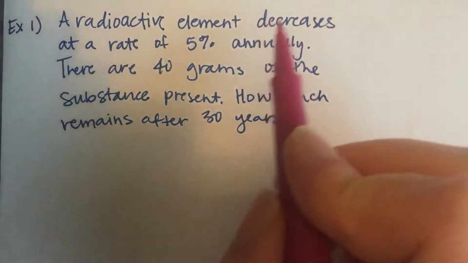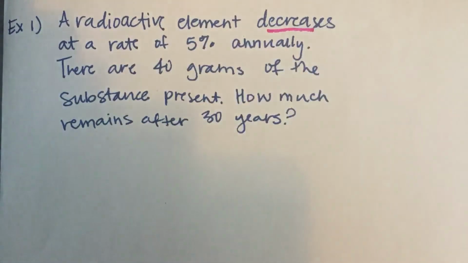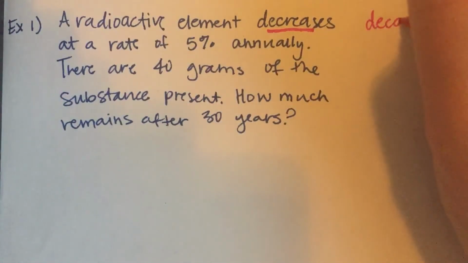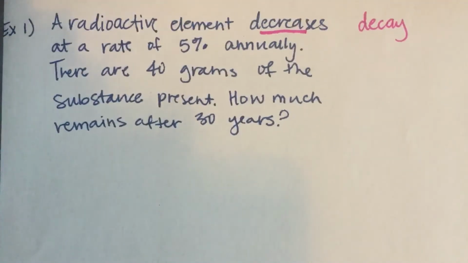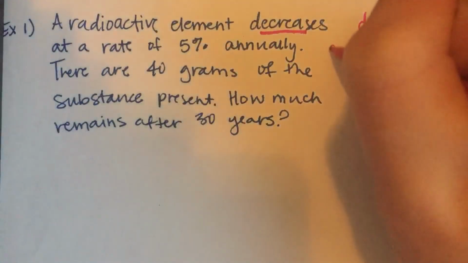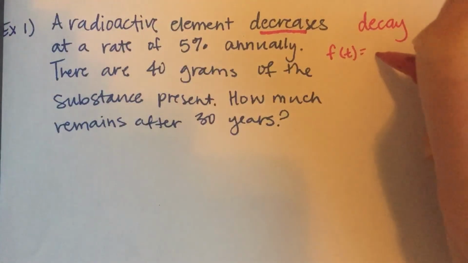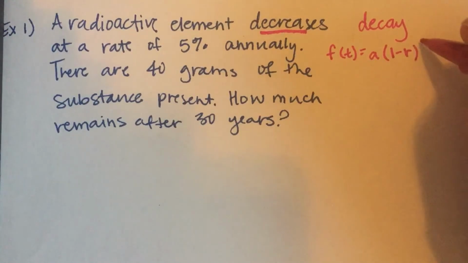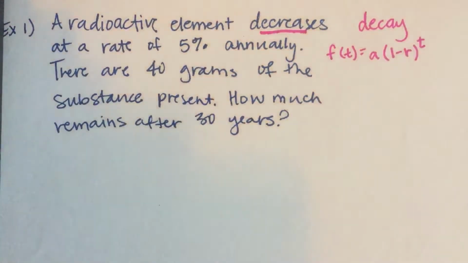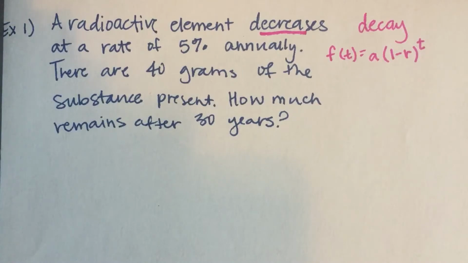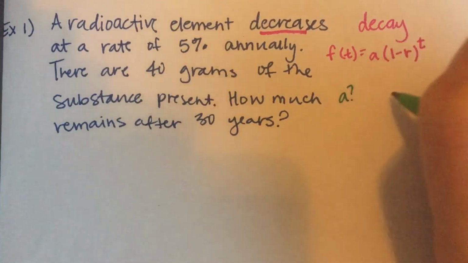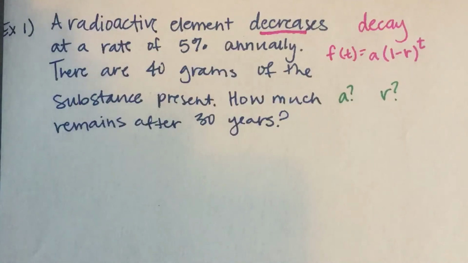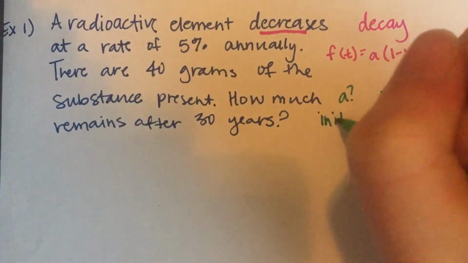The word decreases clues me into the fact that we're talking decay. And remember, when we are dealing with exponential decay, it follows the formula f of t is equal to a, our initial value, times 1 minus r as a decimal to the t power. So after we have identified if we're dealing with growth or decay, we need to figure out what our a and r values are. And remember, a, that's your initial value. It's what you start with.